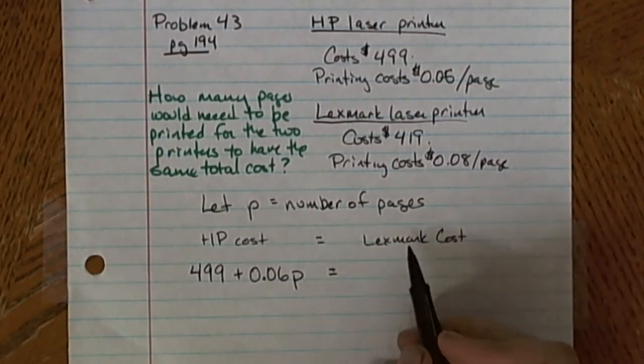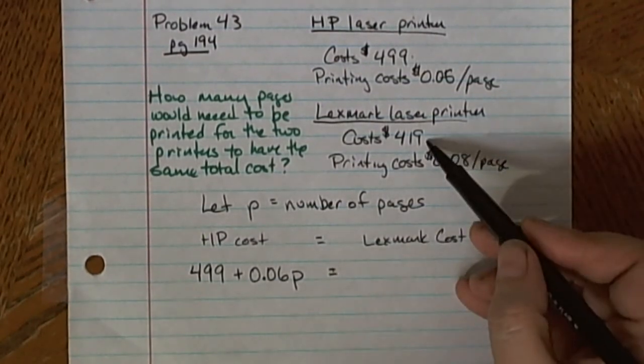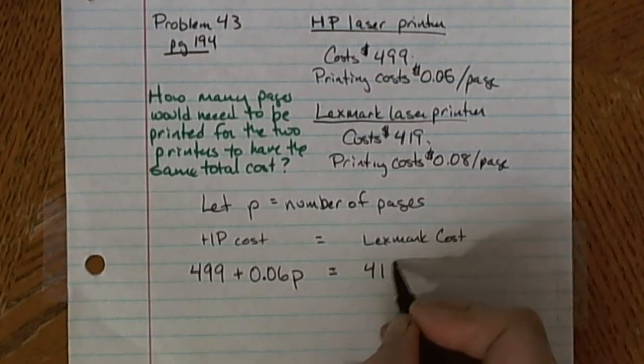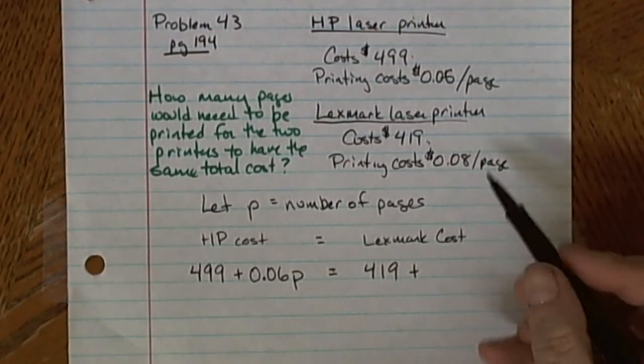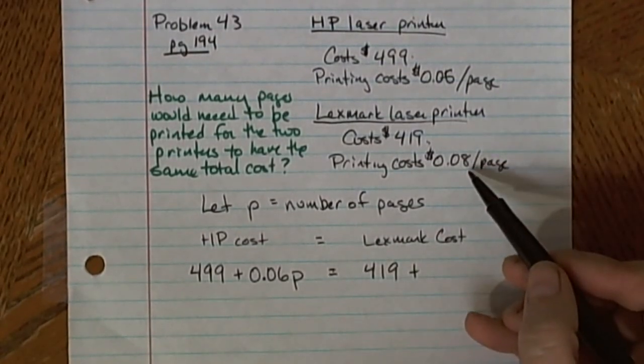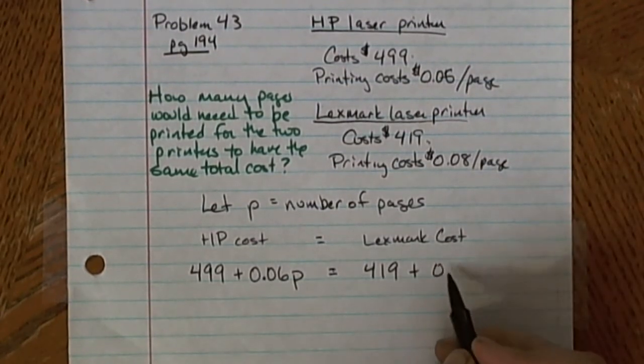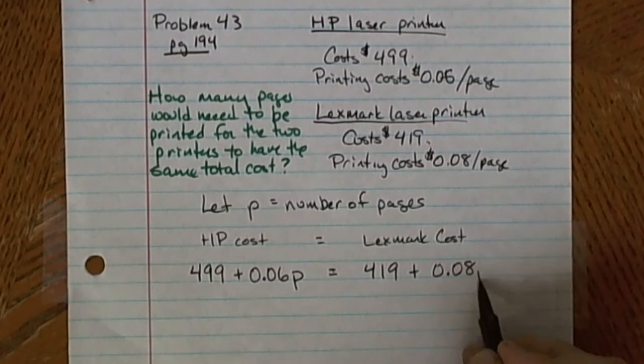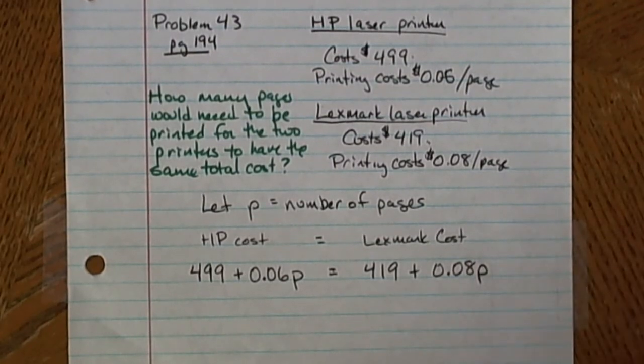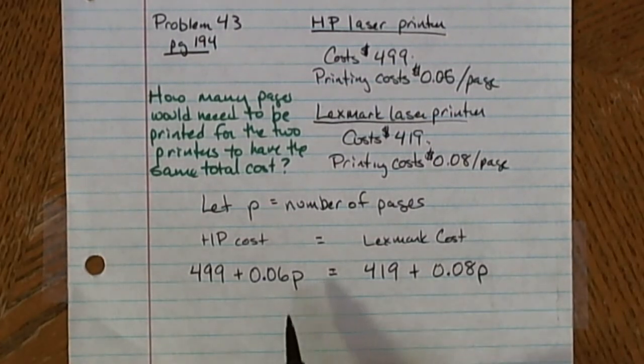For the Lexmark, its total cost will be its original cost, $419, plus the cost depending on how many pages have been printed, and it costs 8 cents per page. So I have 8 cents times the number of pages. So my question is, when will those two costs be the same? For what number of pages are those two sides of the equation equal?